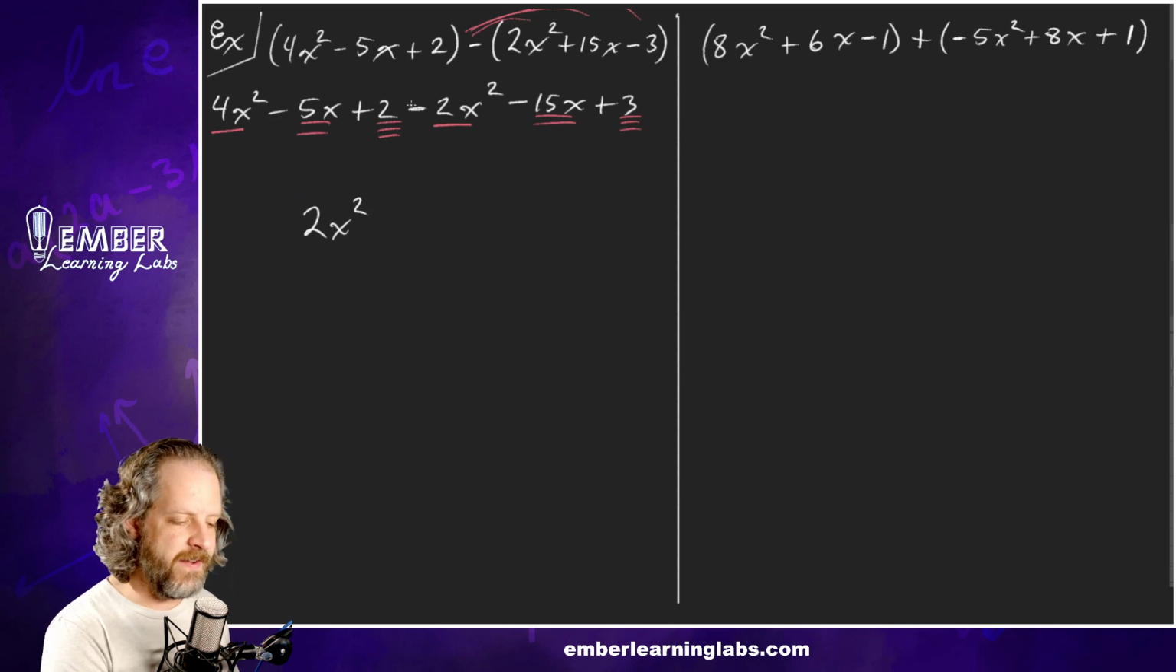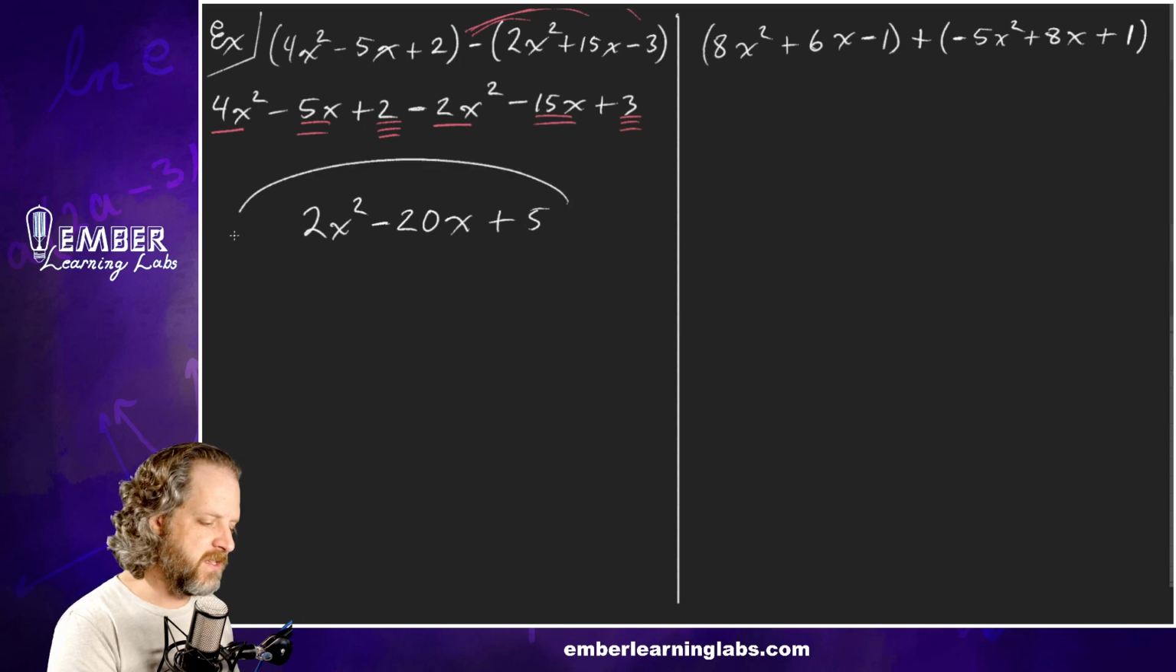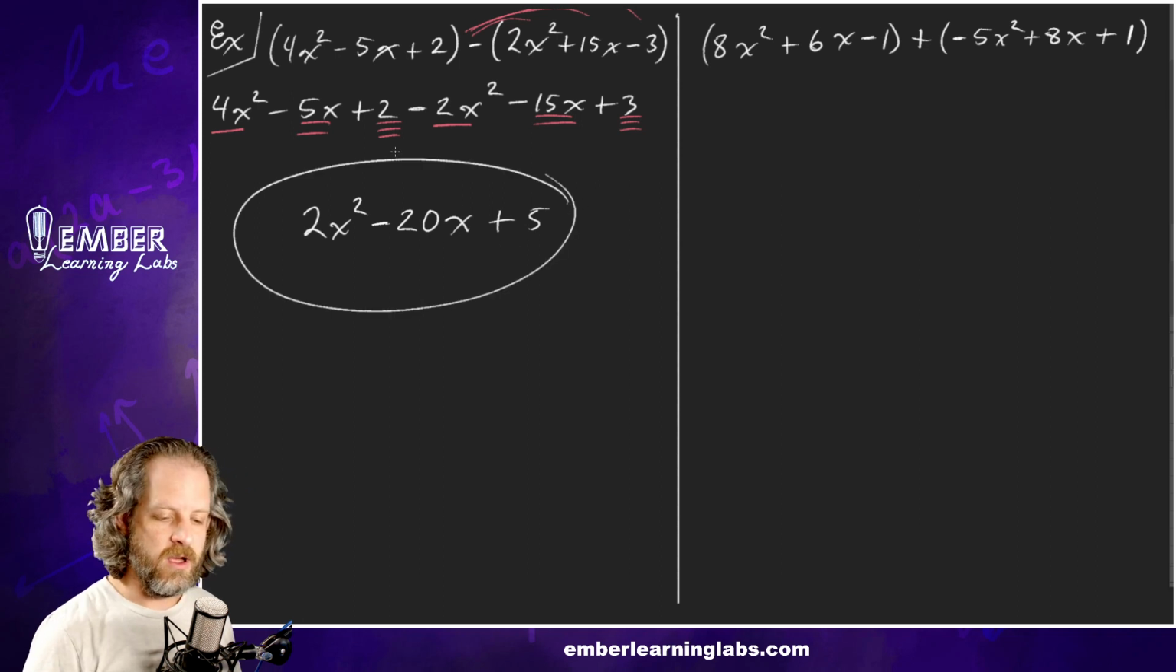And then negative 5x minus 15x is negative 20x. 2 plus 3 is 5. That's as simple as that gets. We're finished. Now, this one.